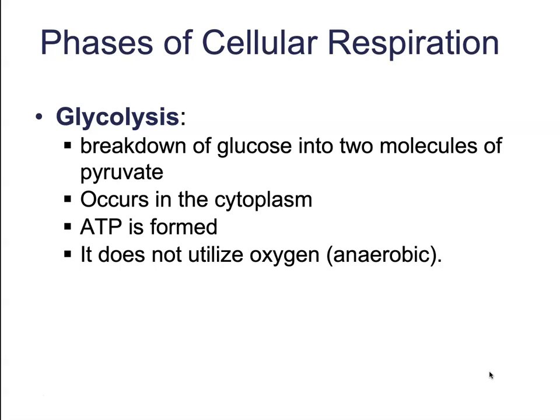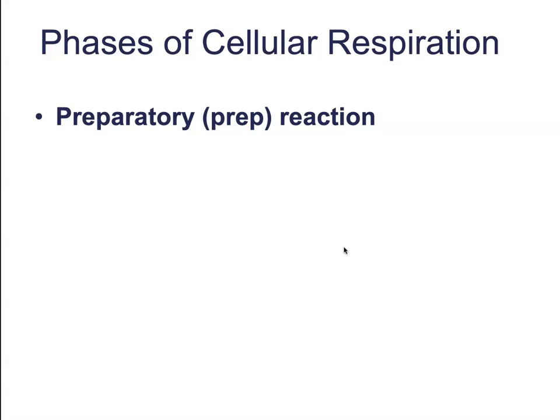If a system does not require oxygen, we say that it is anaerobic. An meaning without. Aerobic is in reference to oxygen. So it does not require oxygen for an anaerobic reaction. An aerobic reaction, so if you were to get rid of that an and just be aerobic, the reaction does require the input of oxygen. So the next step is going to be the prep reaction.